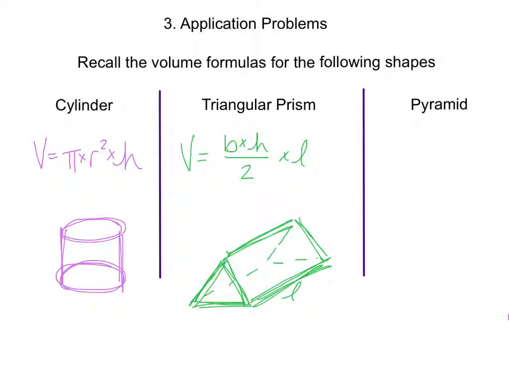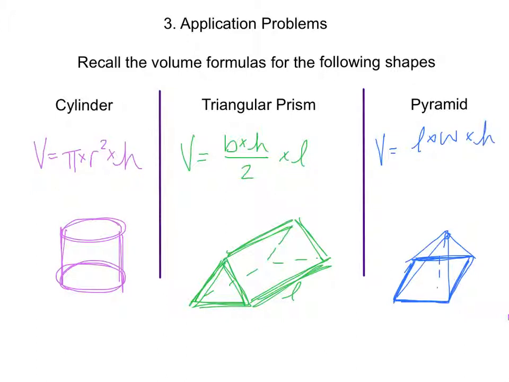And the third shape is our pyramid. Pyramid, just like always, we start with the base. So a pyramid has a rectangular or a square base. So the volume of a pyramid starts with our base, which is just length times width. However, we need to add in that third dimension of these triangles that connect to form the peak of our pyramid. So we're going to add in that height dimension.